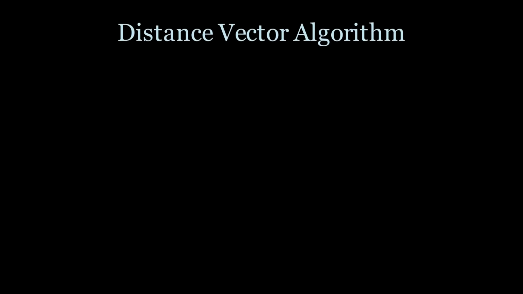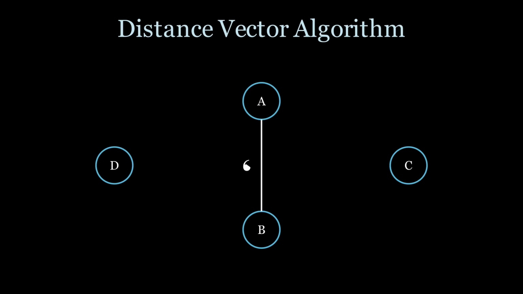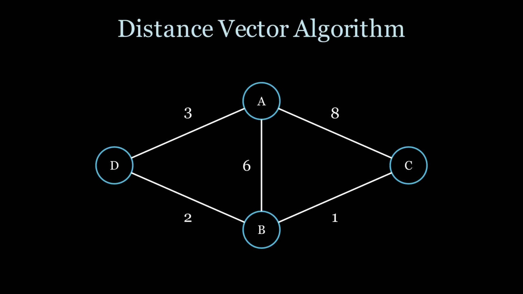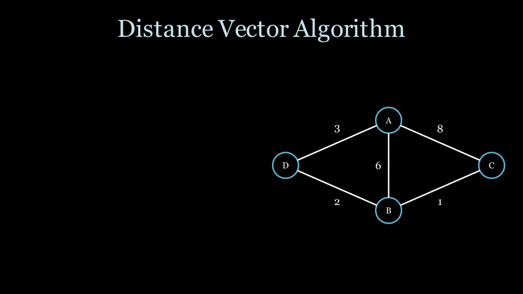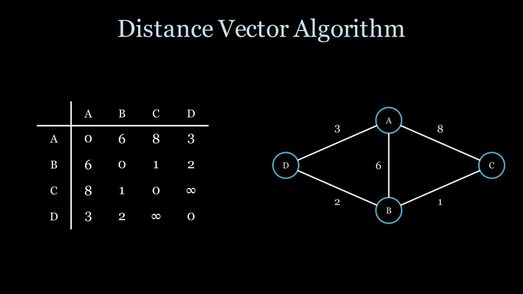I'm going to show you how to solve a network using the distance vector algorithm in a super easy manner. So let's get started. To begin with, we'll create our first table. We will call this round 1. All we have to do is write down the values we see in our network.